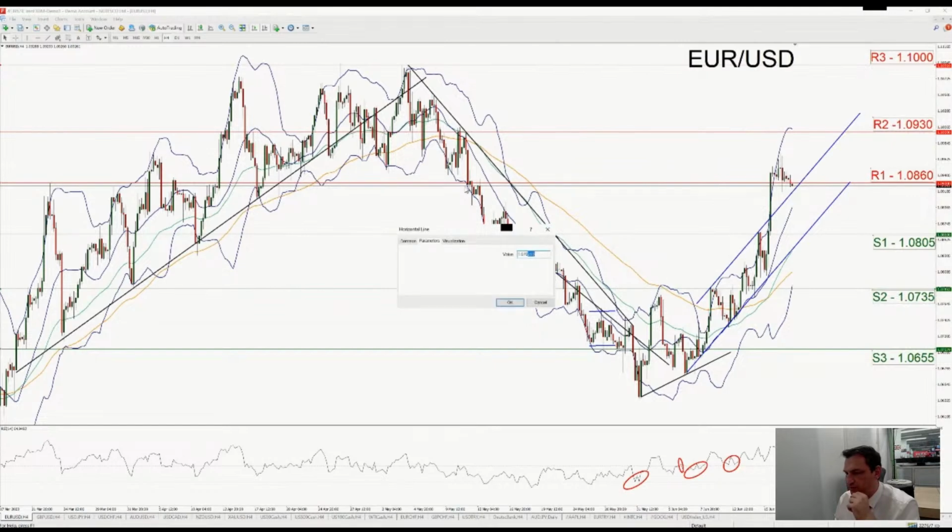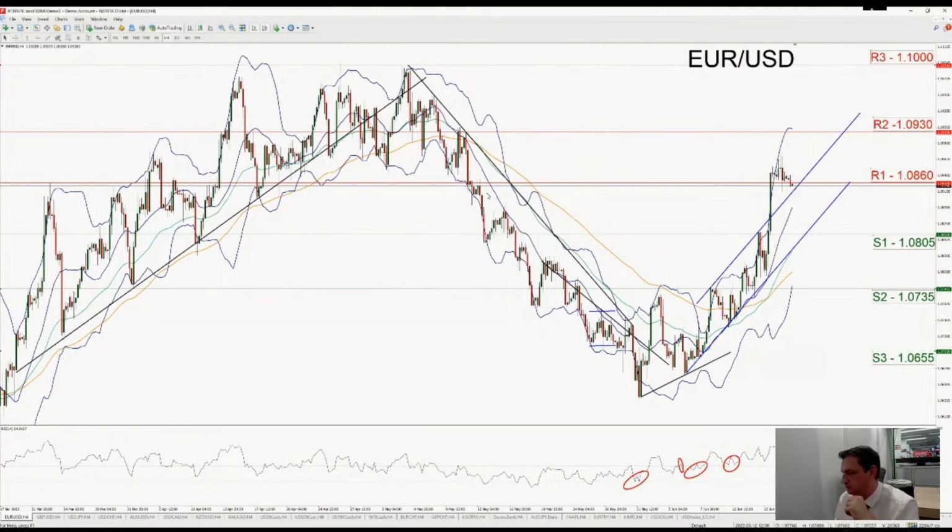Starting with the S3, which is being placed at 1.07. The S2, which is being placed at 1.0785. The S1, that should remain unchanged at 1.0860. Previous resistance line now turned to support.